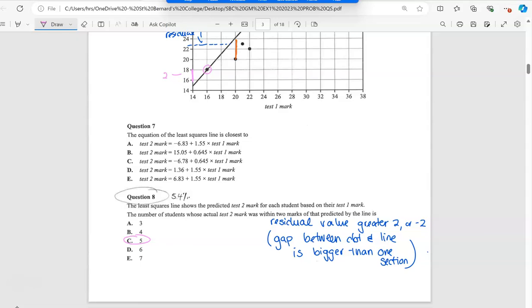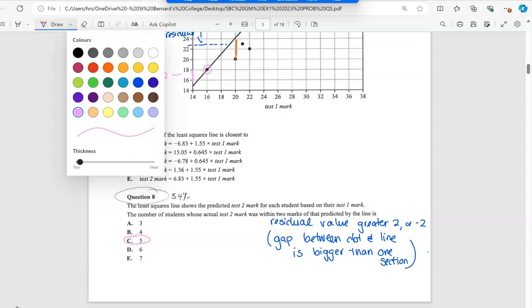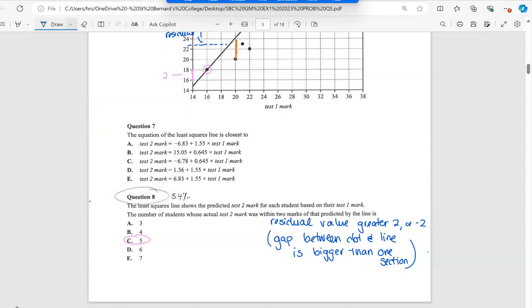So I think that the gap of 2, you've got to just make sure that you're reading the scale correctly. Now, I do want to go over question 7 just because I'm getting a lot of questions about it. So we'll just make sure.